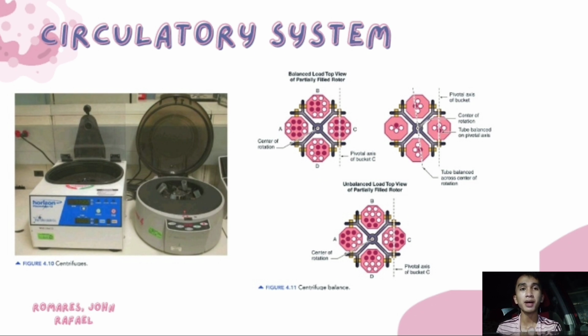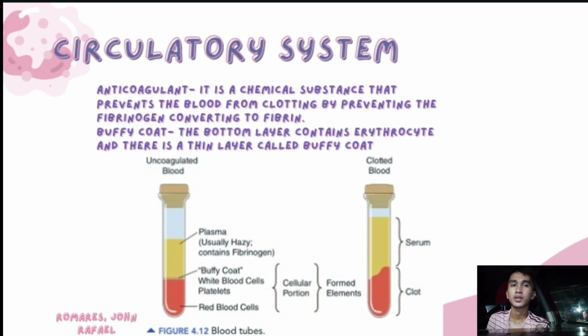So it is balanced. While in the unbalanced load top view of the partially filled rotor, it has the same amount of tubes, but the placement is not correct. It is opposite, but the placement of tubes is not correct. And in the centrifuge, we can see in the middle the center of rotation.